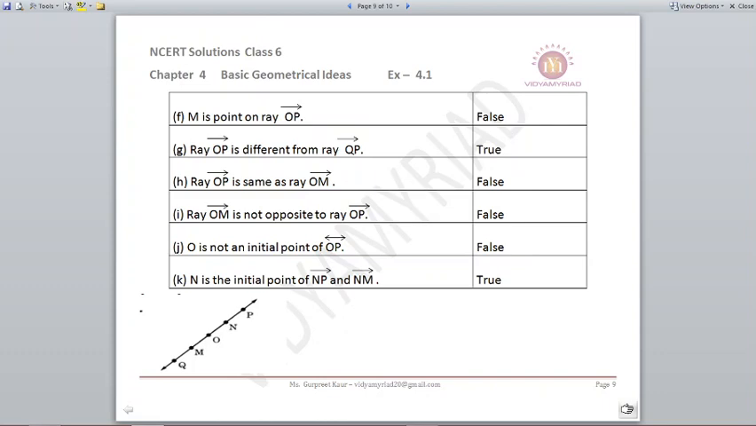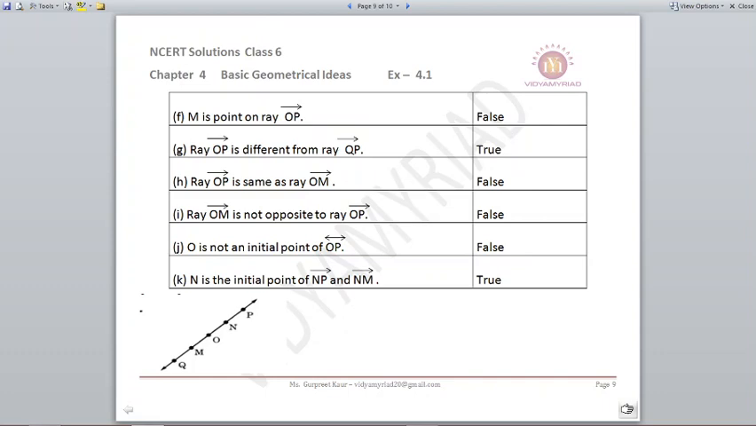M is a point on ray OP. Now if you see OP, it is going upwards. I have put a diagram below. OP ray is going upward, O is the starting and P ahead it is going. But M is below O, so it is a false statement.